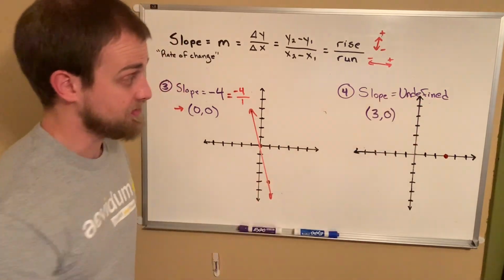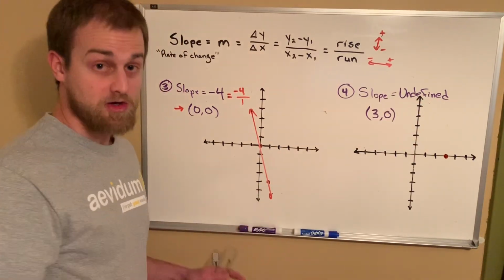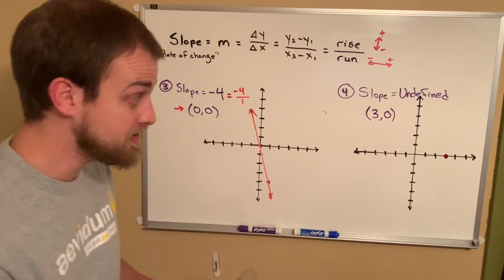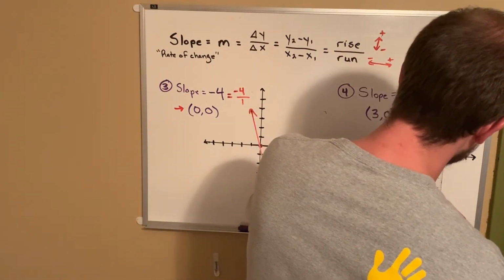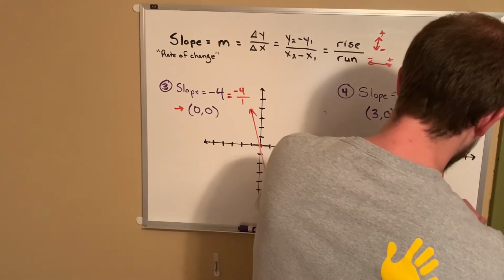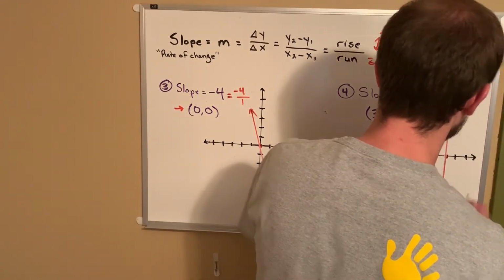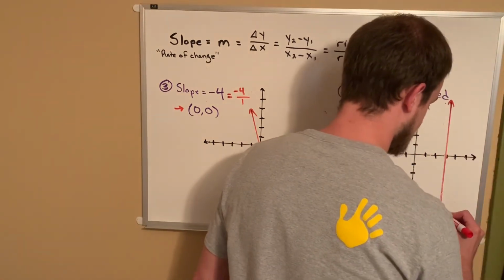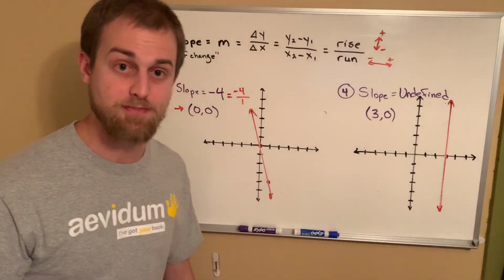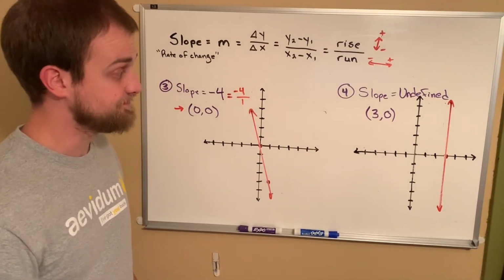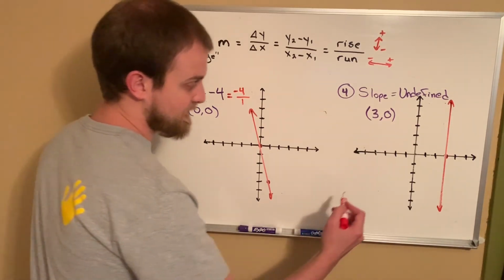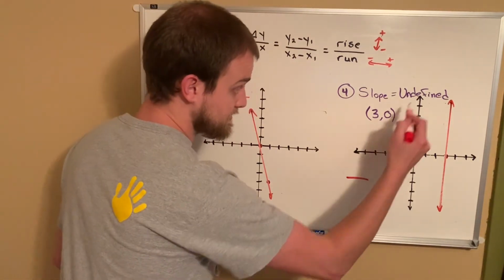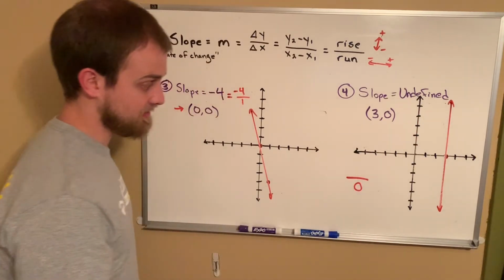Now, since we're dealing with undefined slope, we know we're going to have a vertical line. So all you can do with this one is, I know all lines that are vertical have undefined slope. I can simply draw a vertical line through that ordered pair, and I'd be done. And just to reiterate, that makes sense, because if you think about it, undefined means we have a 0 in the denominator.